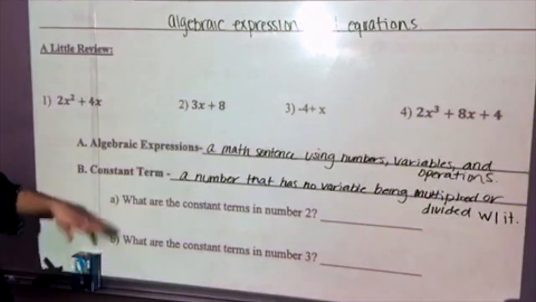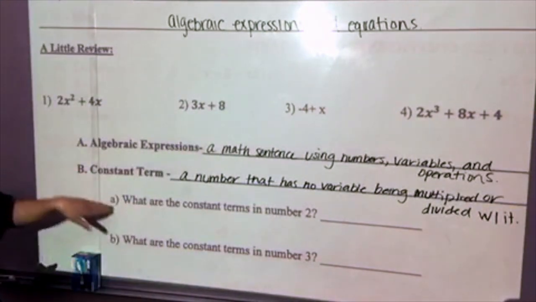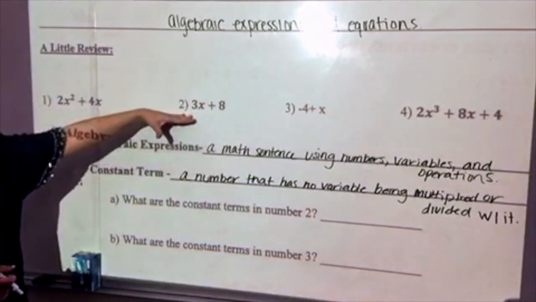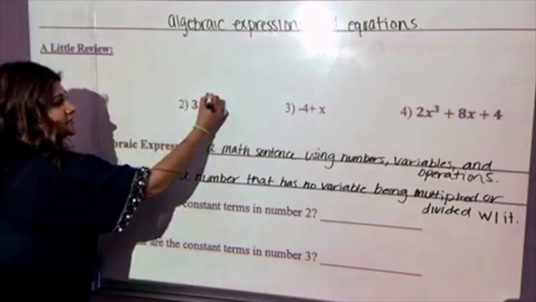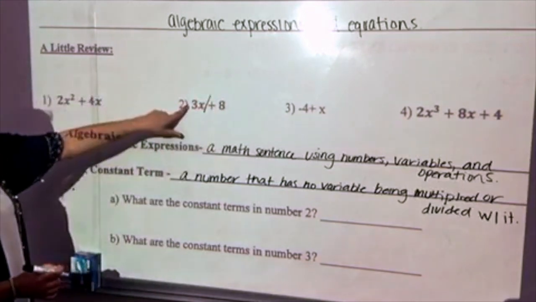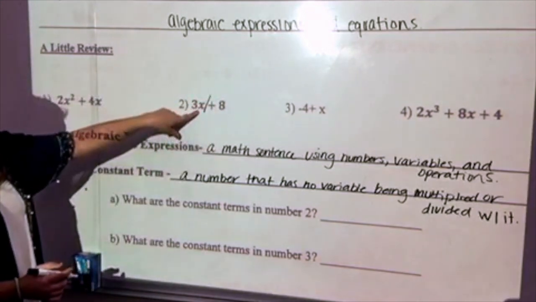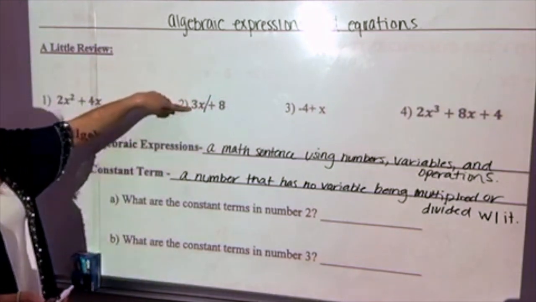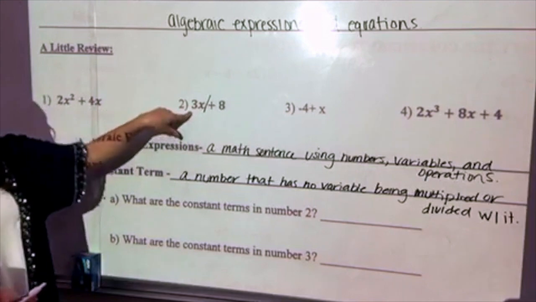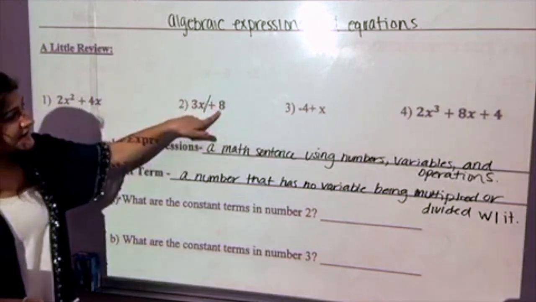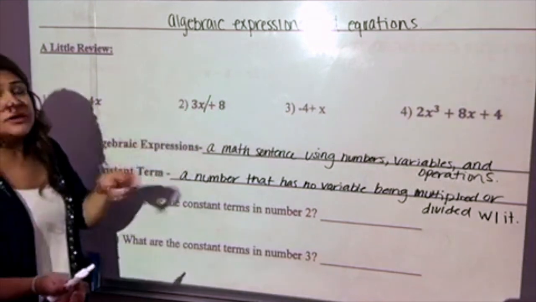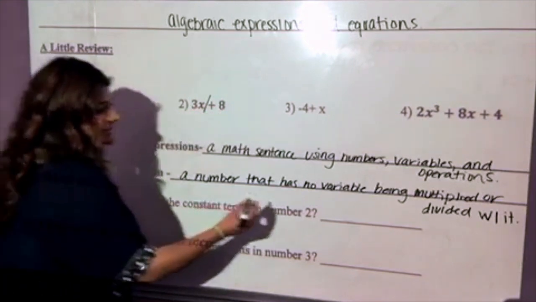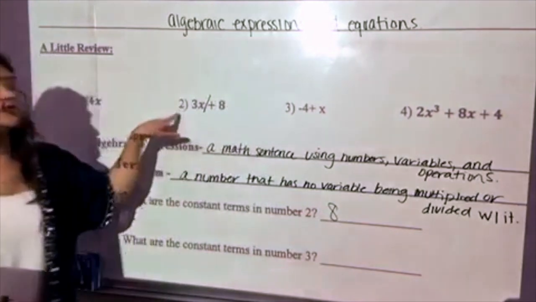For example, part A is asking what are the constant terms in problem 2. Looking over here, I'm going to go ahead and separate my terms. This first term is 3x. There is a variable standing with the 3, so this is not a constant because it does have x being multiplied to 3. However, 8 is standing alone. There is no multiplication or division with any variable. So 8 is the constant in example 2.